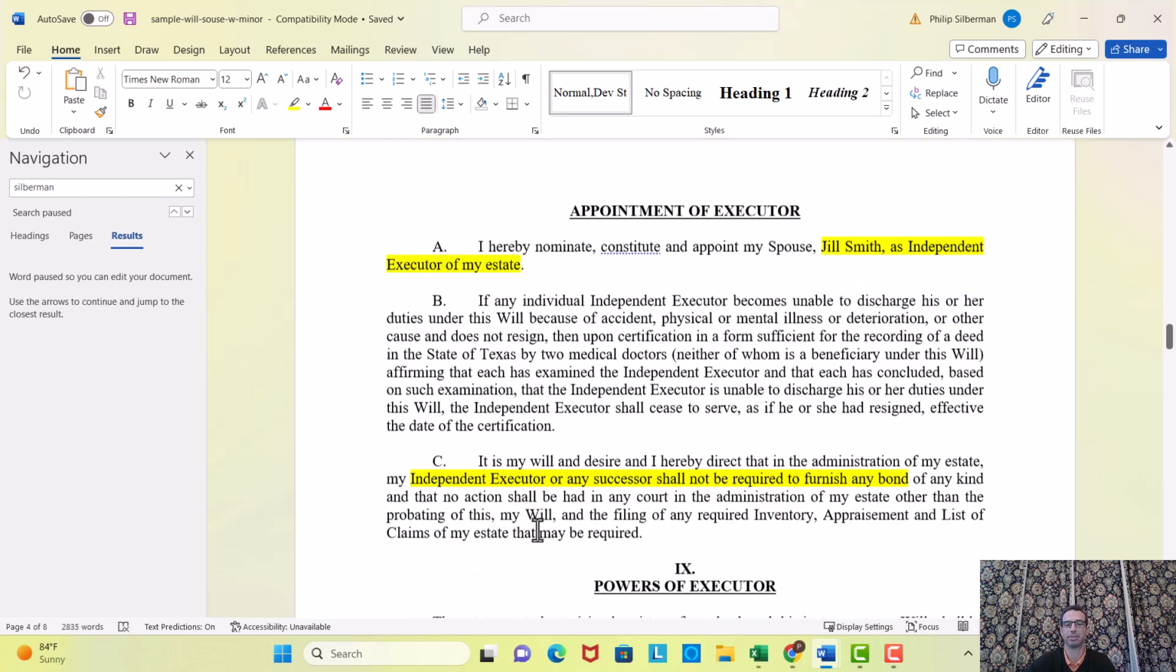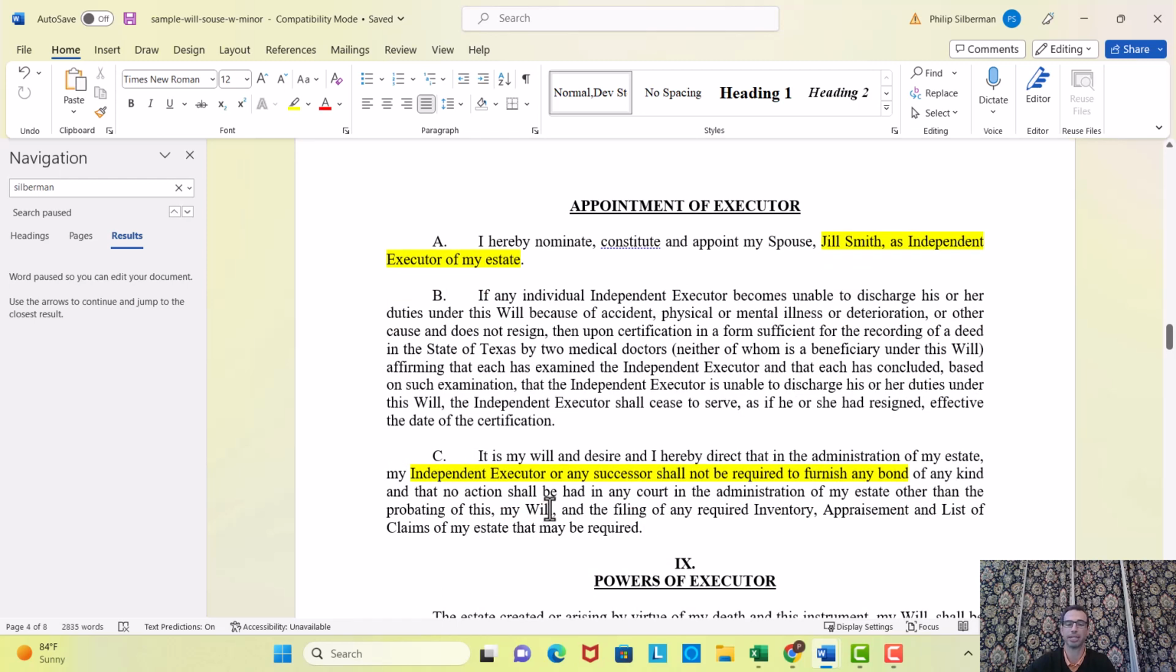Independent executor to serve without bond. That's very, very important language in a will in Texas, because it allows the executor to serve without court supervision. In Texas, dependent administrations are with court supervision, and those are very, very expensive. And they typically require the executor to serve with a bond, which is at an added expense, and it also requires some unnecessary steps of having to get a bond and go through a credit check and all that.